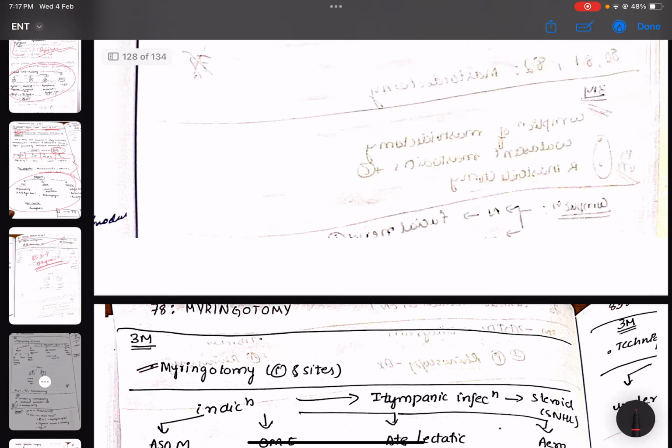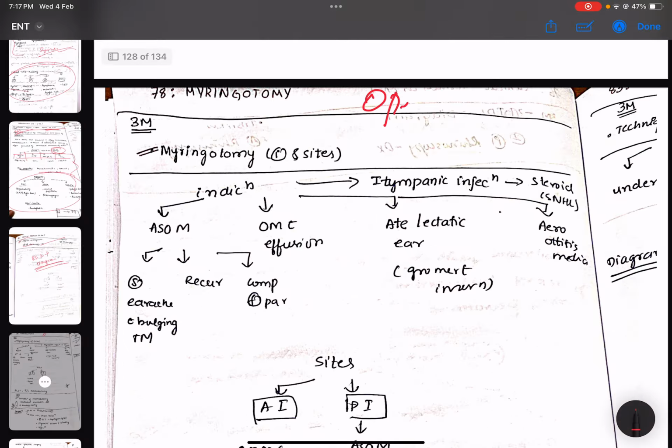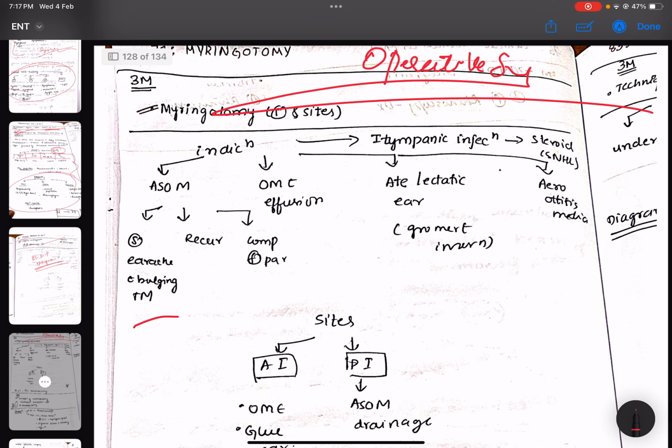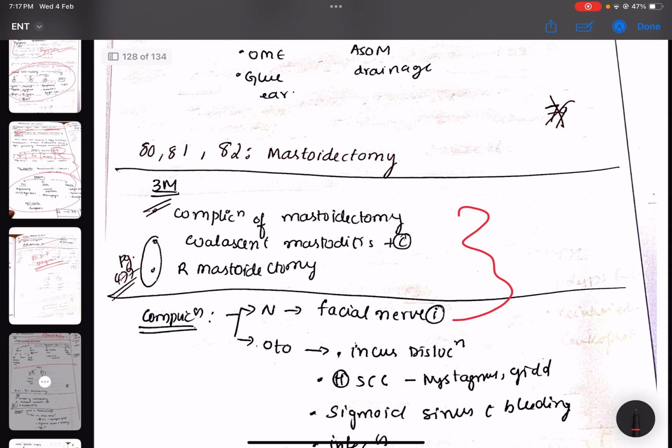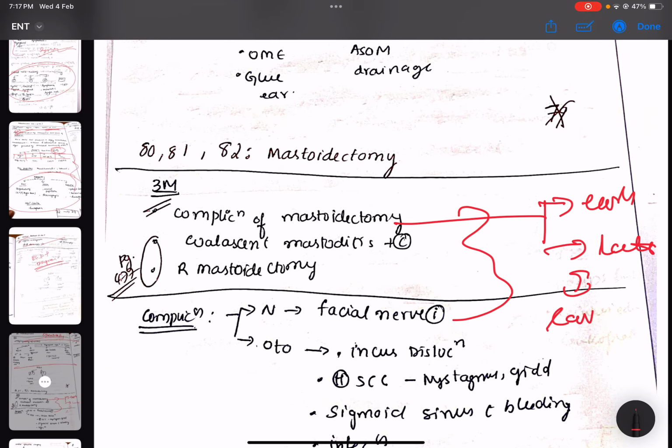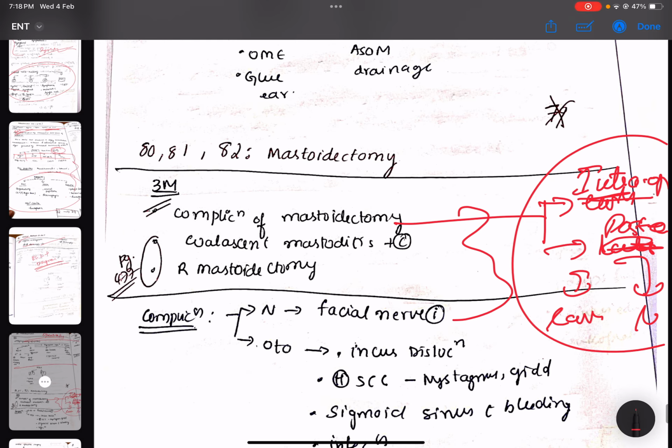Again, now coming to your operative surgery part. So myringotomy, again, as I have discussed the same thing, I'm not discussing here. Again, complication of mastoidectomy, obviously by writing any surgical complication, you are writing early and late. Sorry, intra-op and post-op. So now you know the general classification. Now you fit everything.